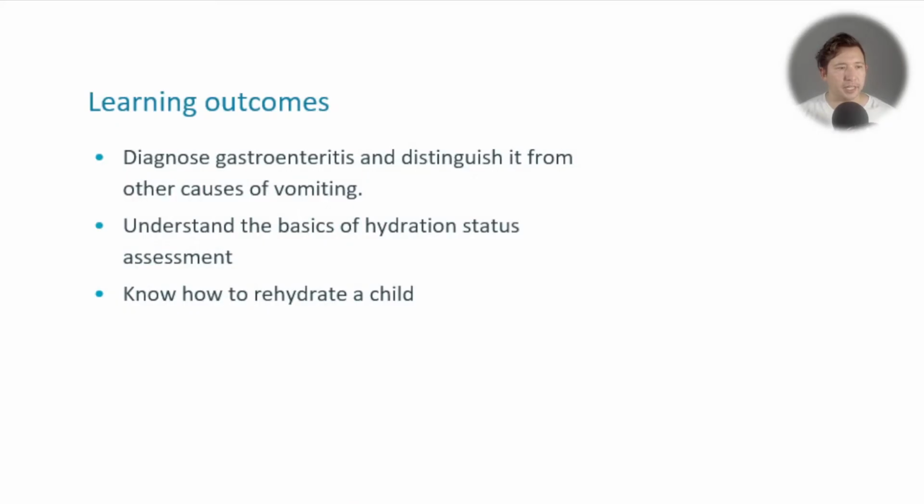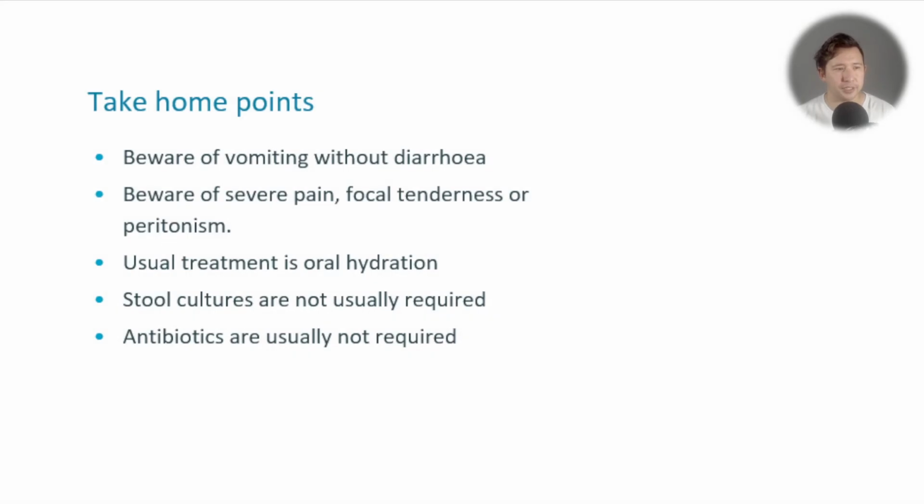So what are we going to cover here? Well, the things you're going to be able to do from this topic is you're going to be able to diagnose gastroenteritis, distinguish it from other common causes of vomiting in kids. It's not an exhaustive treatment of vomiting in kids. You're also going to understand the basics of hydration status assessment and some of the limitations with that. And then you're going to know how to rehydrate a child, which, as I'll come on to later, is mostly going to be either orally or NG, but I'll touch on IV hydration briefly too.